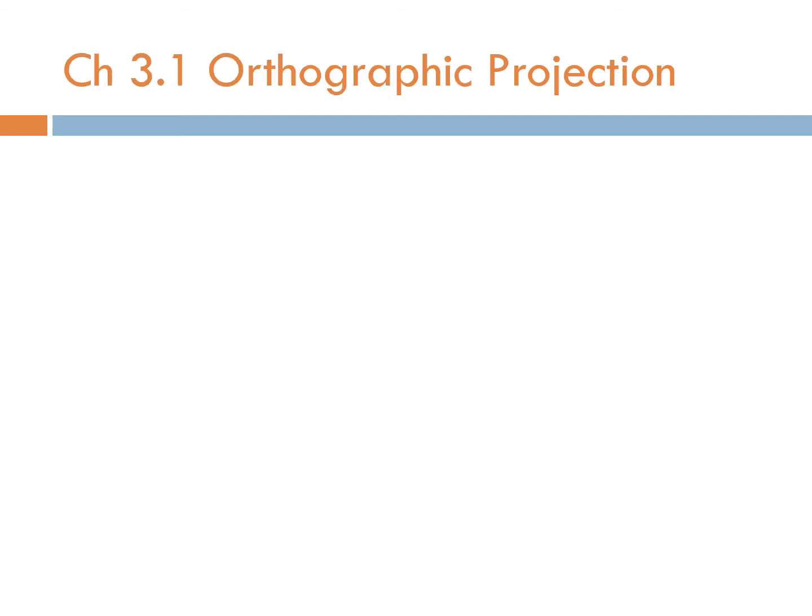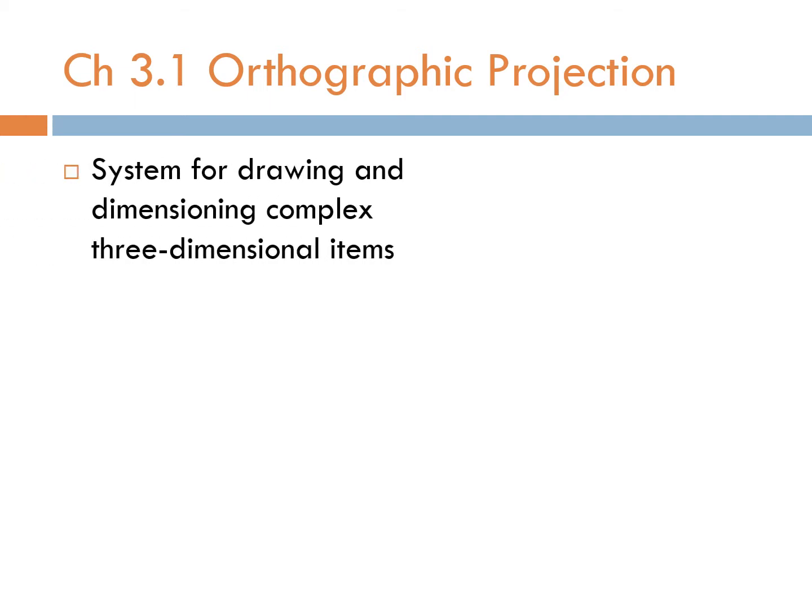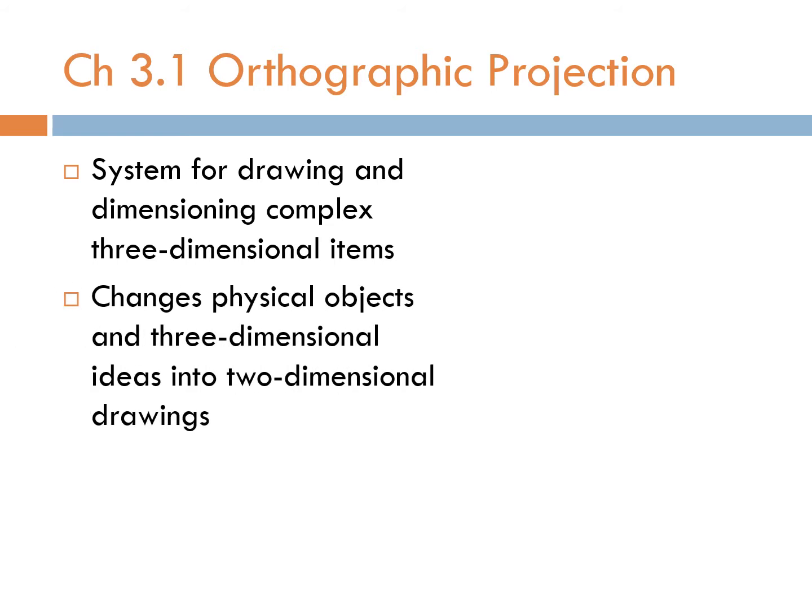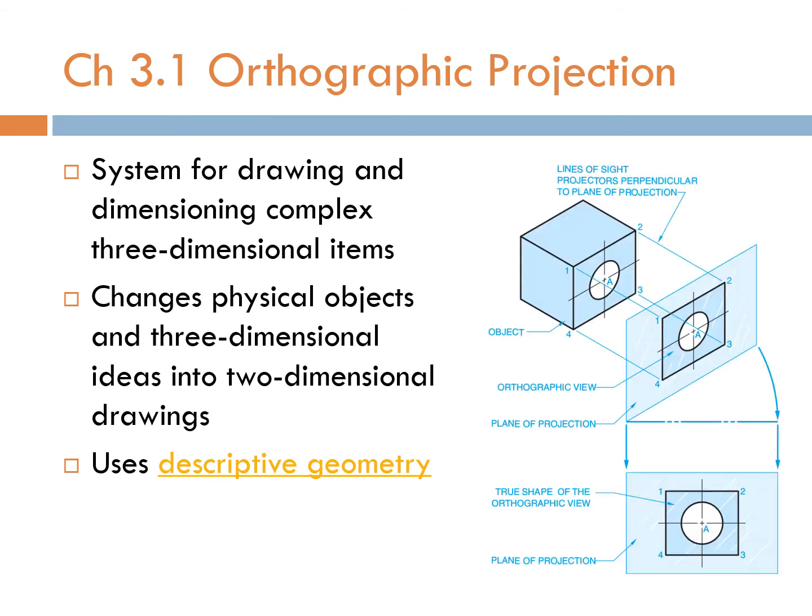So let's start with the orthographic projection, which is the main focus of this module. An orthographic projection is to draw a three-dimensional item, but instead of drawing it in three dimensions, we use two-dimensional drawings to represent a three-dimensional object. This is a topic about descriptive geometry, which we will not go into the depths of. It simply tells you how you can describe an object in a graphic way.